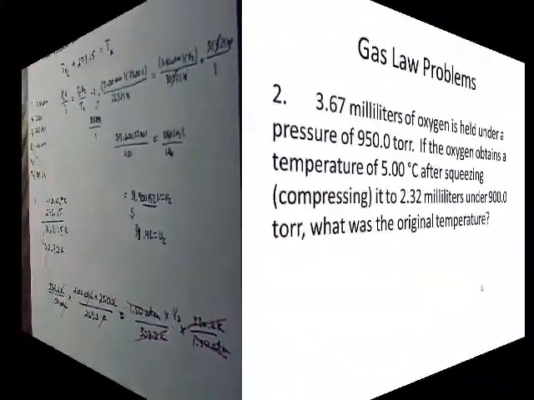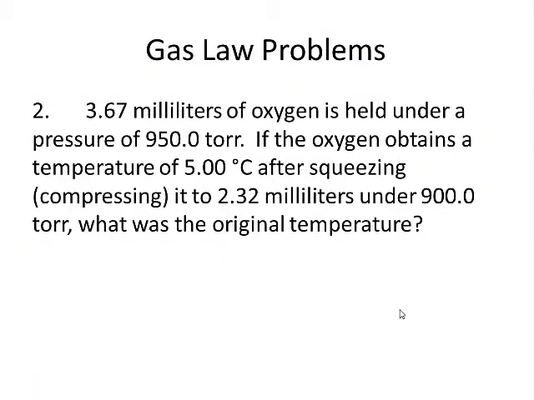3.67 milliliters of oxygen is held under a pressure of 950.0 torr. Now, torr is one of the pressure units. If the oxygen obtains a temperature of 5.00 degrees C after squeezing, which means compressing it, to 2.32 milliliters under 900.0 torr, what was the original temperature?